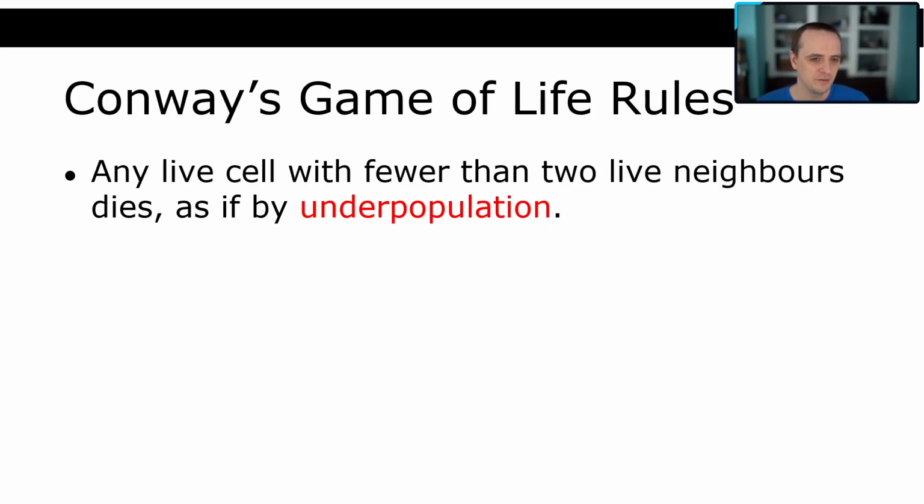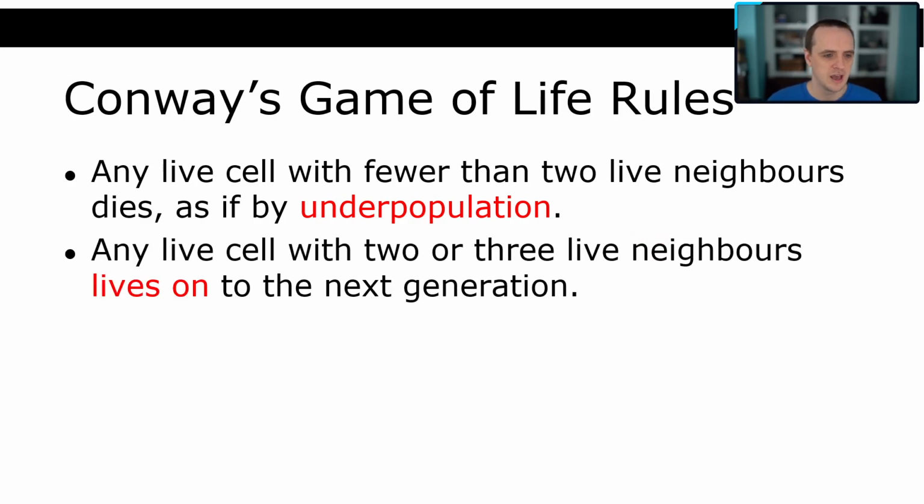Any live cell with fewer than 2 live neighbors dies, as if by underpopulation. When I say as if by underpopulation, there's no actual underpopulation going on, but for each of these rules, Conway put some sort of human intuitive notion on them. So the rule is any live cell with fewer than 2 live neighbors dies. Now, why might that happen? I don't know. Maybe it's because humans get lonely in real life, or underpopulation, they can't support themselves or whatever. But that's the first rule.